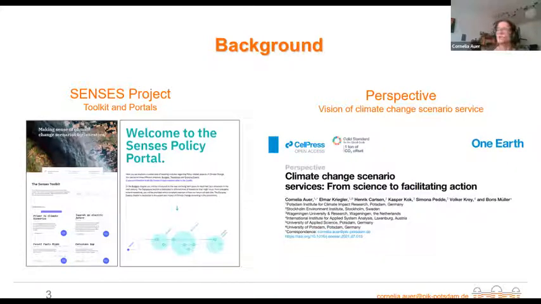And just to give you a short background, the Census project was the start of this work, where we produced a toolkit for climate change scenarios and portals with over a 3-year-long stakeholder process with very intense consultations, and finally the vision of such a climate change scenario service. We put that into a perspective piece in One Earth.